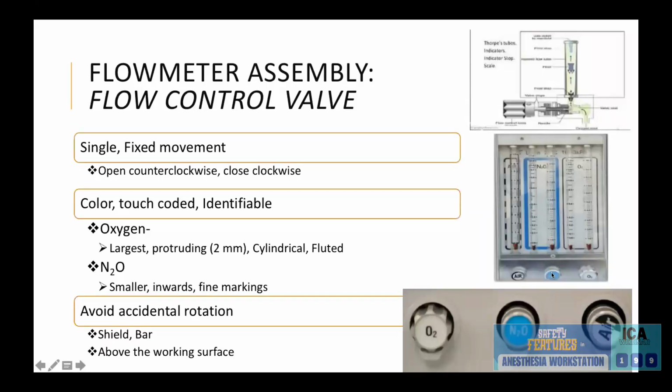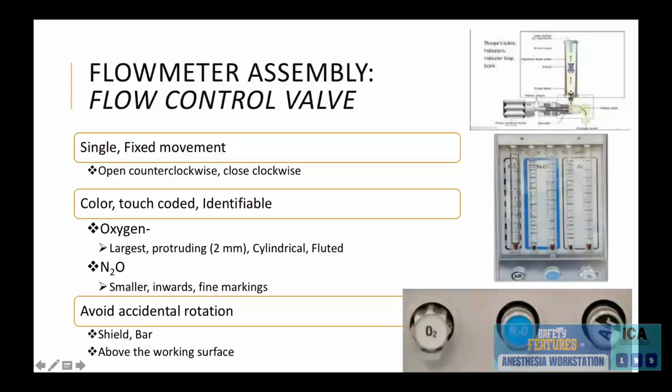So the safety feature is that there is nothing to confuse you. There is a single knob for a single gas, and it has a fixed movement. It will always open counterclockwise. It will close clockwise. So even if there is no light, with your hand on the knob, you should know how it is going to move and how the gas is going to flow, right? It is color-coded: blue for nitrous, black and white for oxygen, and air.